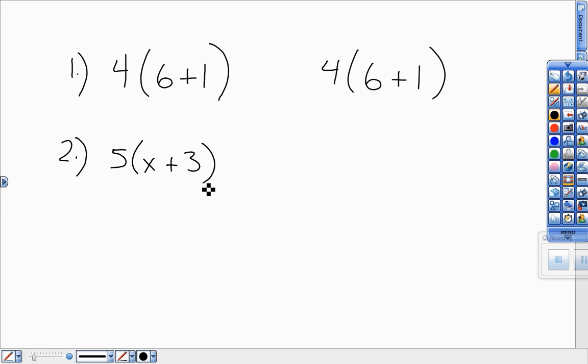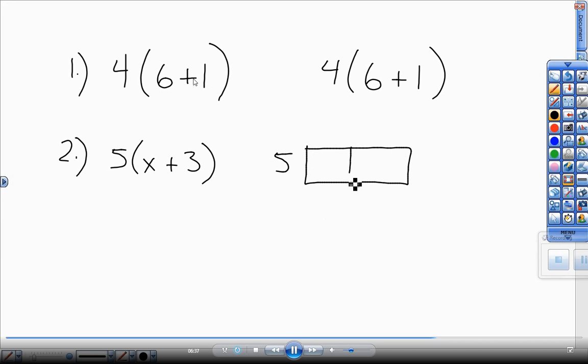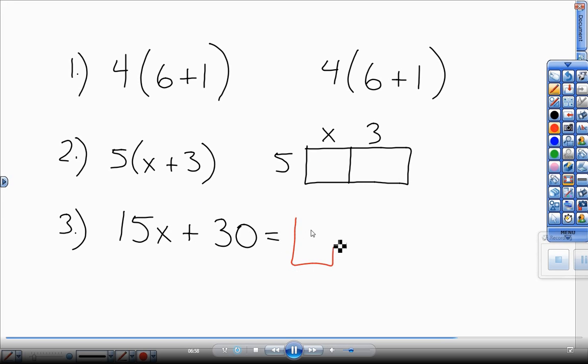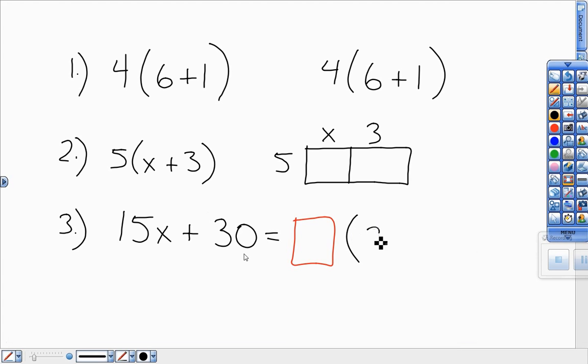Alright, so the first problem is 4 and then parentheses 6 plus 1, and then written again 4 and parentheses 6 plus 1. I'm going to have you do that problem using the order of operations and then also distributing. Number 2, I'm going to have you do a standard distribution problem and then show it using the box method. And then number 3, I'm going to show you something that's already been multiplied through and have you find an unknown number that would multiply times these two terms to get me that 15x plus 30.